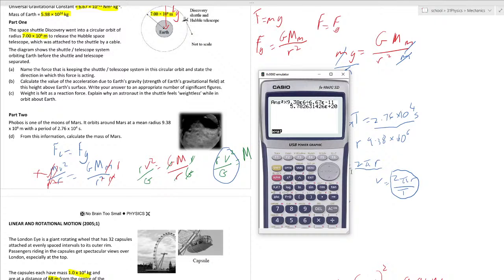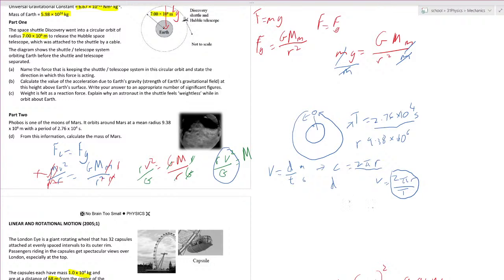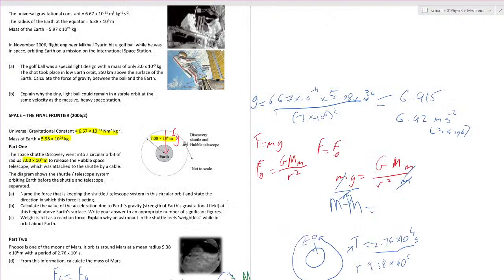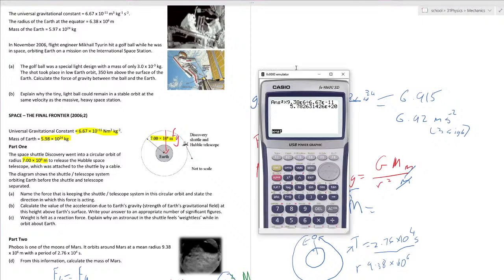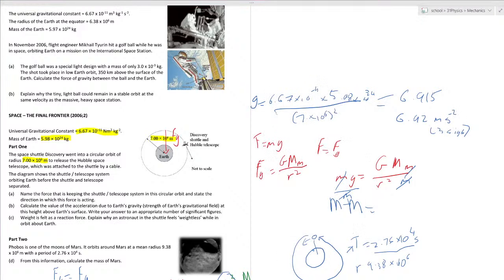So the mass of Mars, M, is equal to 5.78 times 10 to the 20 kilograms, which is a big number and it's a big planet, so that sounds about right. Okay, let's just check our answers one more time.